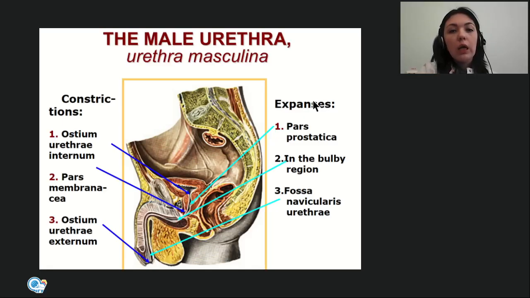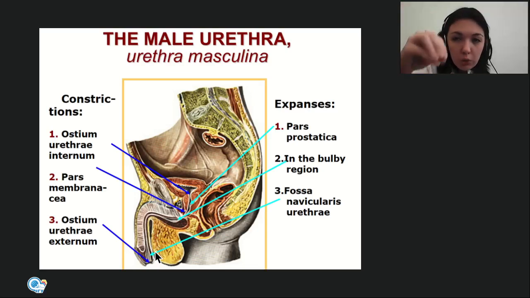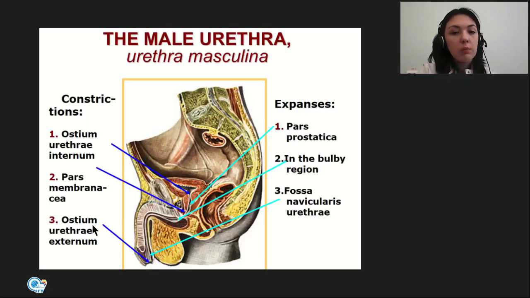And the three dilations are located in the prostatic part of the urethra, in the bulb region, and also in the navicular fossa of the urethra. It is also important in the case of stones. For example, stones pass through the ureter and reach the urinary bladder, and then finally they need to be evacuated through the urethra, and they can get stuck in some of these places, so we have to be aware of them.